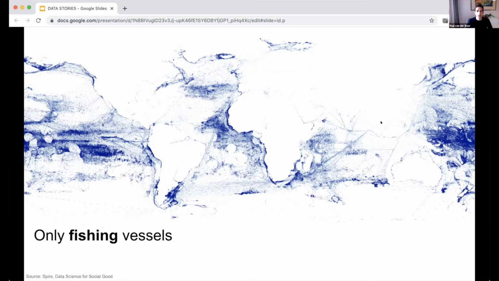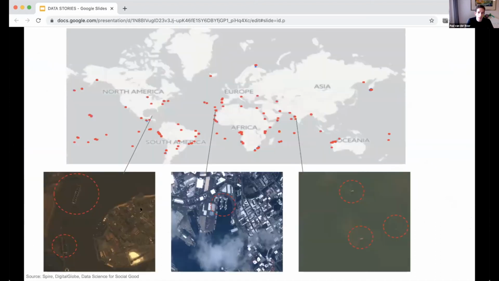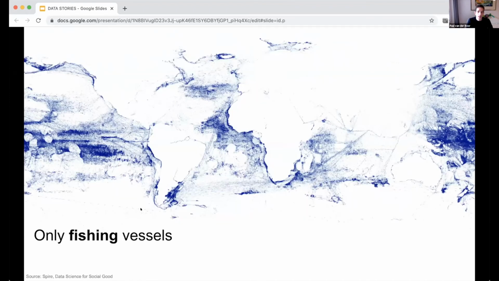A couple of things should catch your eye, and maybe you've already noticed. The highways of the ocean, those big thick lines, have sort of disappeared, and that makes sense because fishing vessels are more likely to stay in one location at a time, or at least not go from A to B in a straight line. And if you flip back and forth between the previous slide and this one, you can see other things.